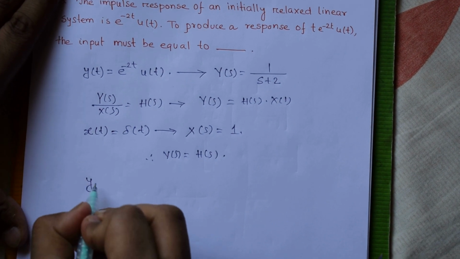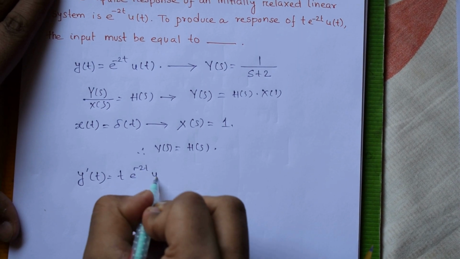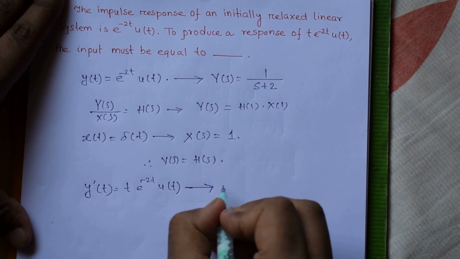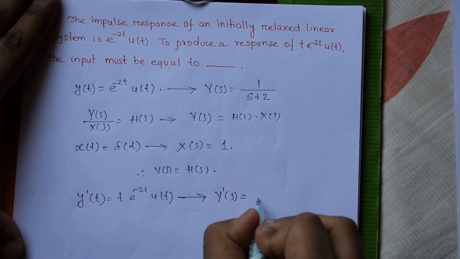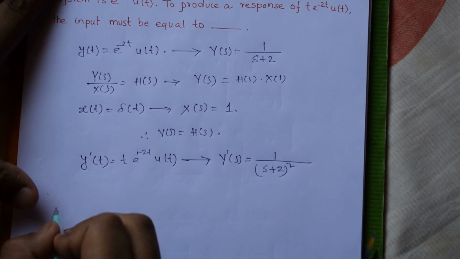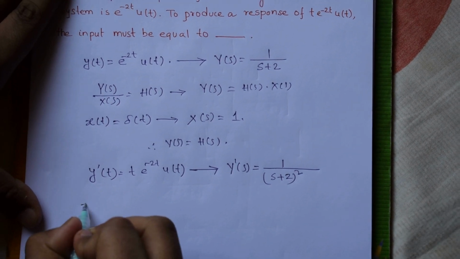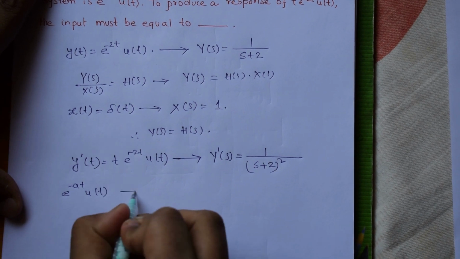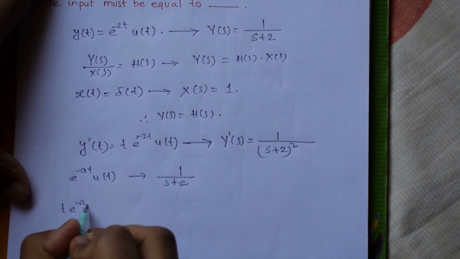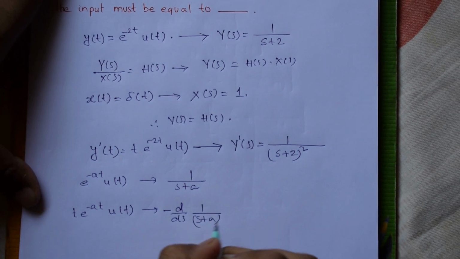Response means what? Output. Again, let us take y dash of t is t into e power minus 2t u(t). First of all, we need to do the Laplace transform of this one. Laplace transform of y dash t is Y dash of s equals 1 by (s plus 2) whole square. Here I have used another property of Laplace transform. We know that e power minus at u(t) is 1 by s plus a. If we multiply by t, we will get minus d by ds of 1 by s plus a. Here I have used this formula.